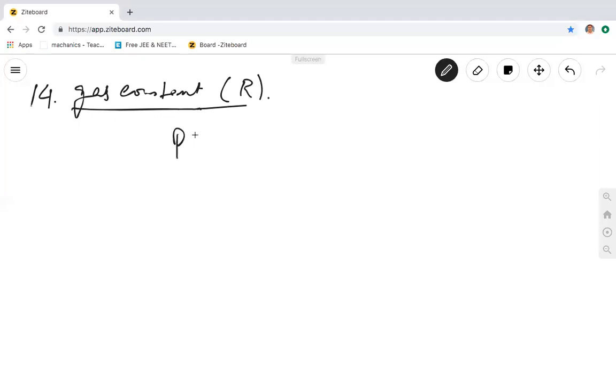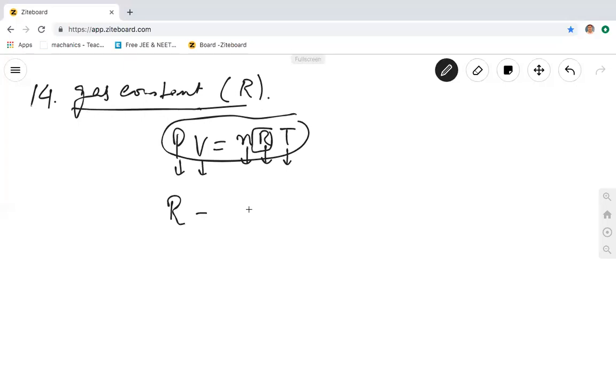PV is equal to nRT, you have one equation. Yes, sir. You do have such an equation. Here, P is pressure, V is volume, n is number of moles, R is gas constant, T is temperature. So I can write what is R equal to? PV by nT, right?